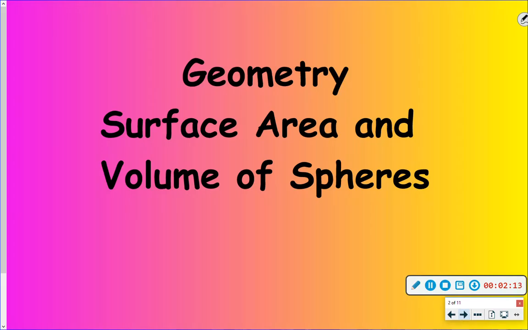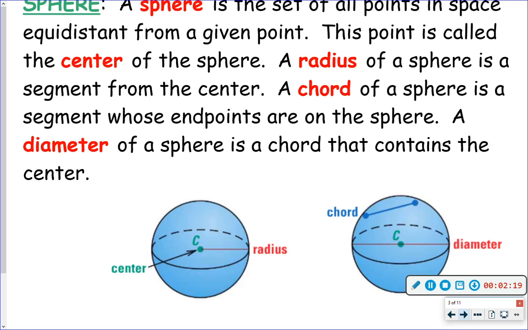All right, let's actually get into our sphere conversation. We're going to do both surface area and volumes today. Very, very simple. We're going to talk about a hemisphere also at the very end. So a few things to fill in on the note sheet. A sphere is the set of all points in space equidistant from a given point. This point is called the center of the sphere. A radius of a sphere is a segment from the center. A chord of a sphere is a segment whose endpoints are on the sphere.